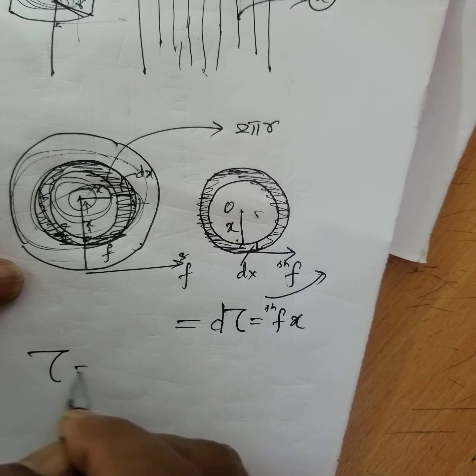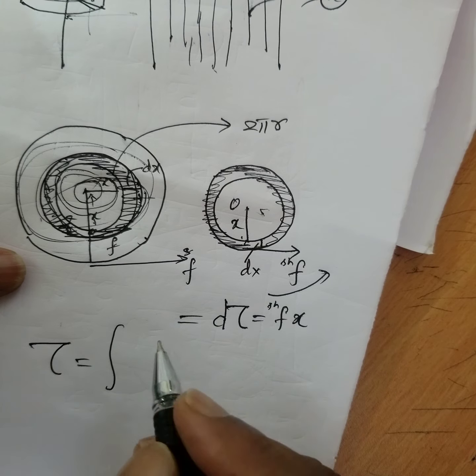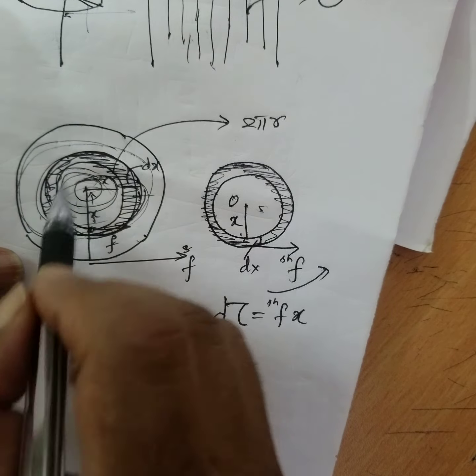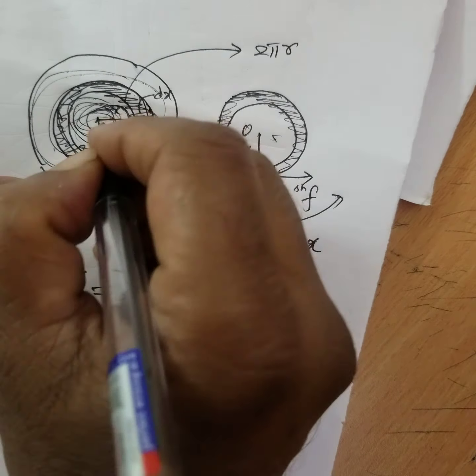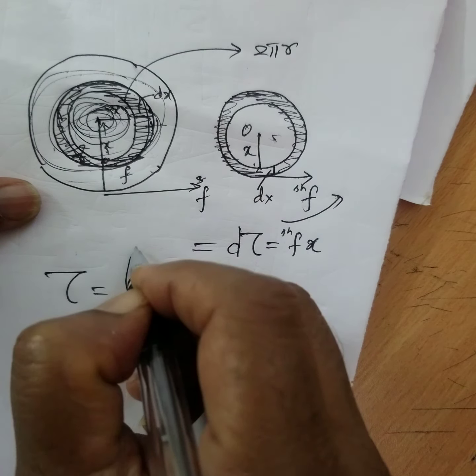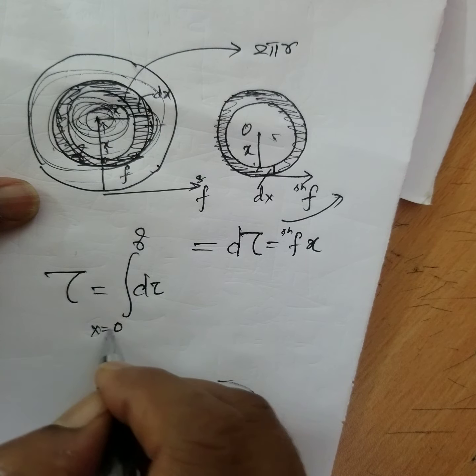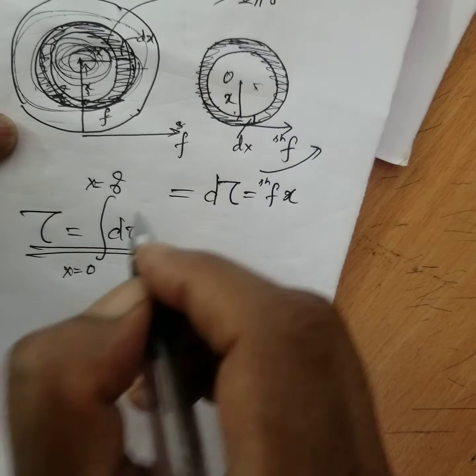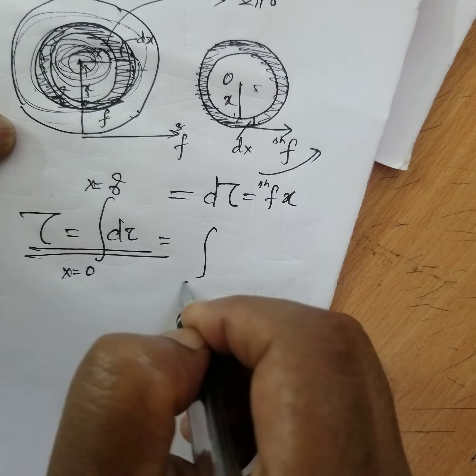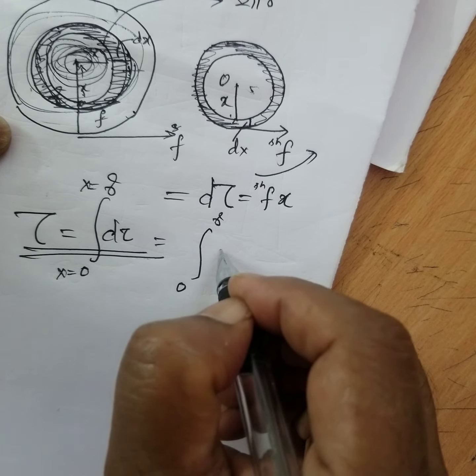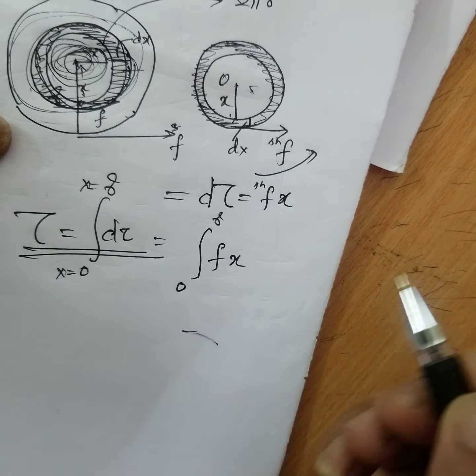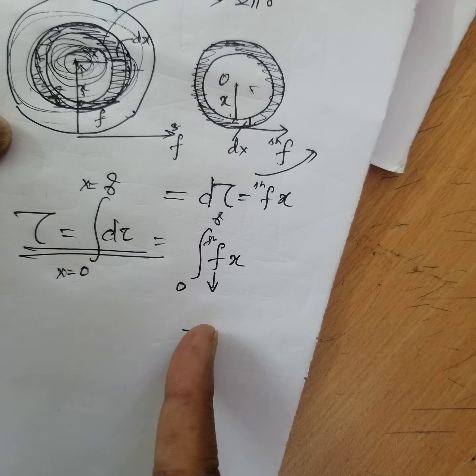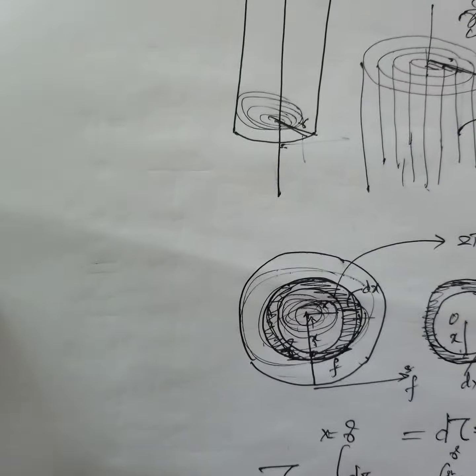Therefore, total twisting couple is equal to integrating all this moment, that is the couple on each annular ring, whose radius will vary from 0 to r. That means x equal to 0 and x equal to r. Tau is equal to the integral from 0 to r of force into perpendicular distance. Force is shearing force. In order to calculate the force, you need all that. What is the force? Where do you get it?